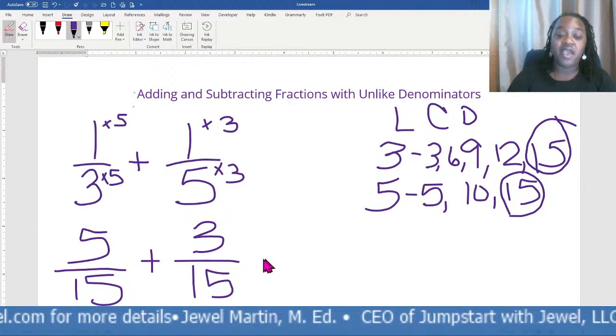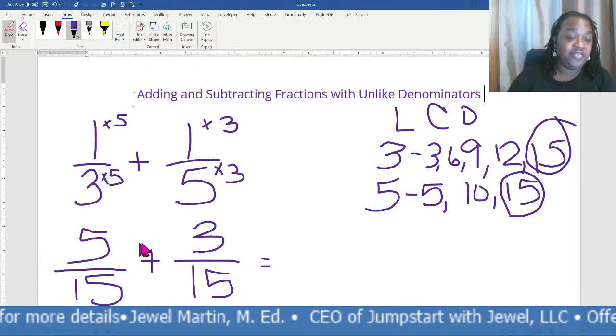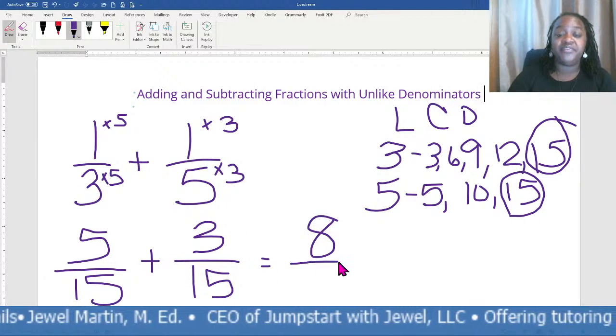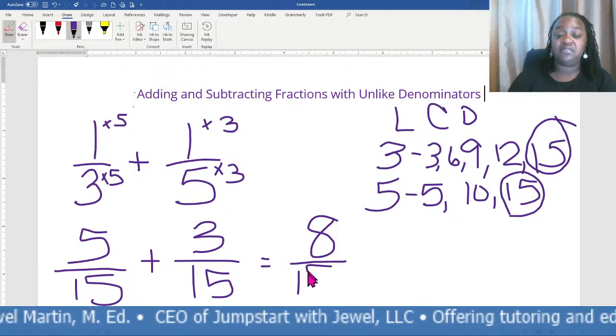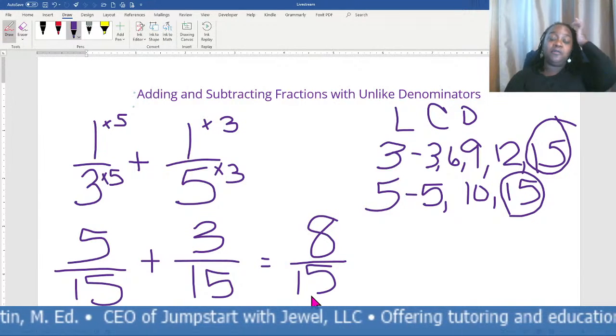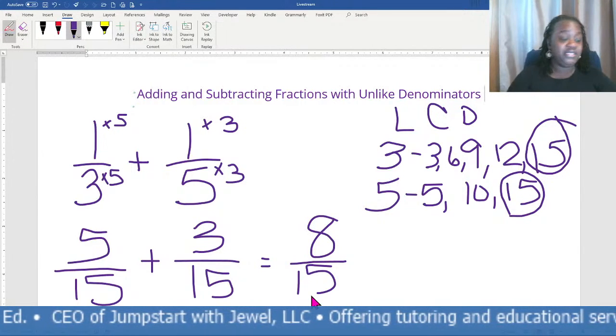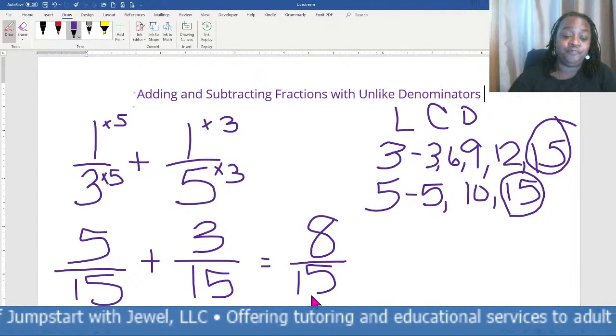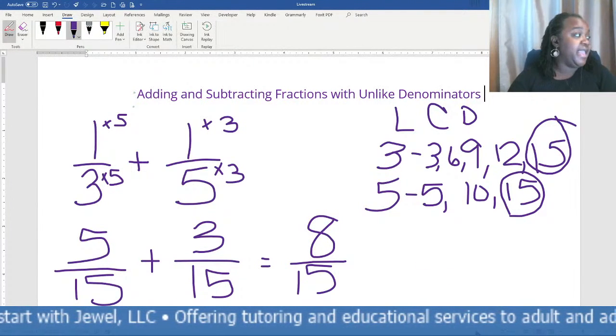And then now all you have to do is add the numerators together. 5 plus 3 equals 8. And then the denominator stays the same, 15. So 1/3 plus 1/5 is going to be equal to 8/15. Okay? Let's do another one.